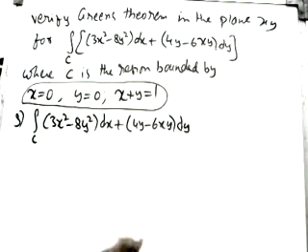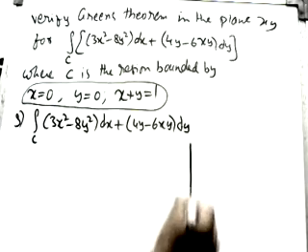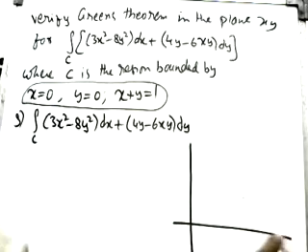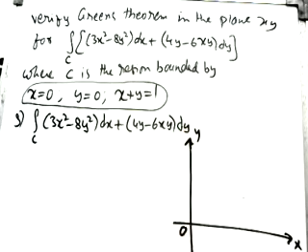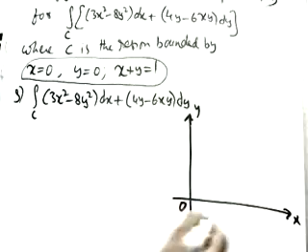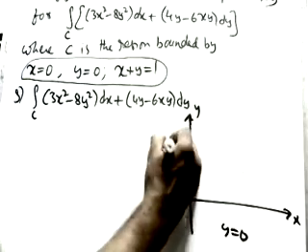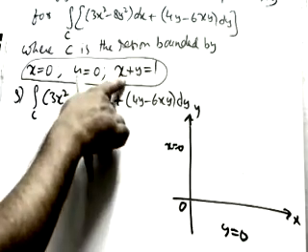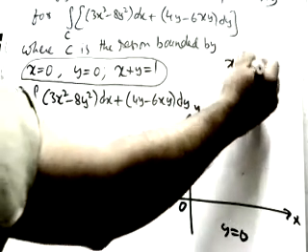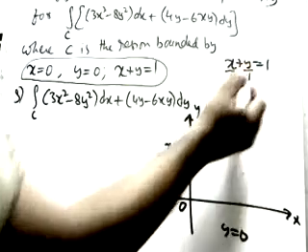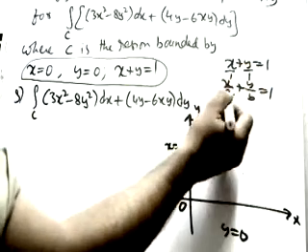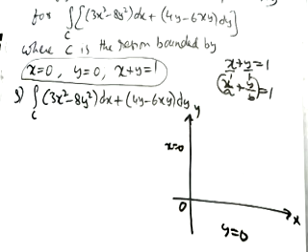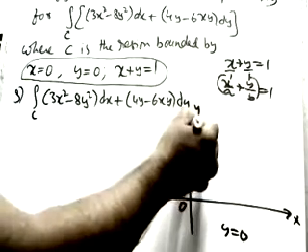Just now we've seen x equals 0 means y-axis, y equals 0 means x-axis. So I'm first drawing a figure here. Suppose this is the x-axis, this is the y-axis, this is the origin. The equation of x-axis is y equals 0, the equation of y-axis is x equals 0. Now what is left here? x plus y equals 1. This is of the form x by 1 plus y by 1, the intercept form of a line, x by a plus y by b equals 1. So x intercept is 1, y intercept is 1.